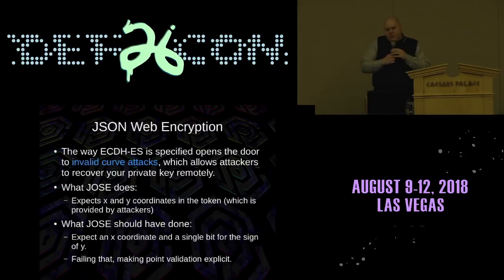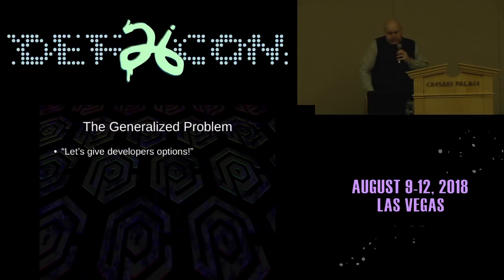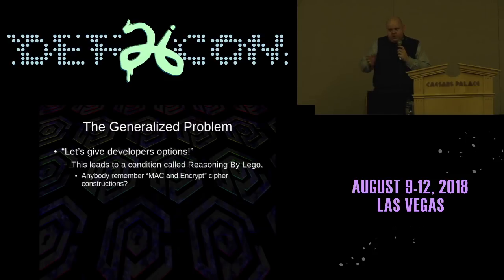So that's some of the problems built into the JOSE standards. There's a more general problem. So they say, okay, let's give developers options. My friend Taylor Hornby wrote a blog post about this where he called that reasoning by Lego. And you see a lot of this in the internet, especially early 90s and early 2000s crypto designs. Like people who do MAC and encrypt, not MAC then encrypt or encrypt then MAC. People say, well, we have a secure MAC function and we have a secure encryption function. This should be secure. But it's not the two pieces that make the protocol secure. It's also how it's joined together.